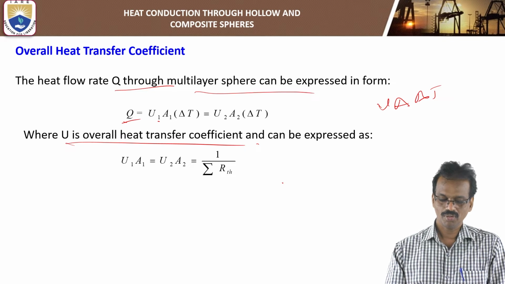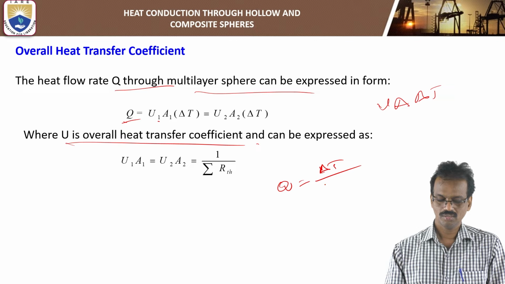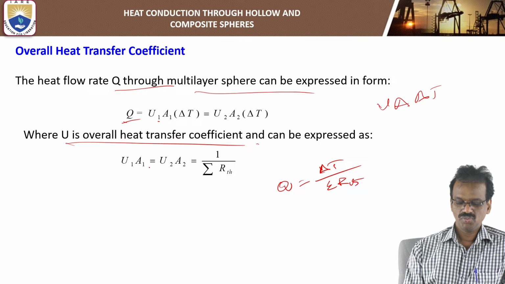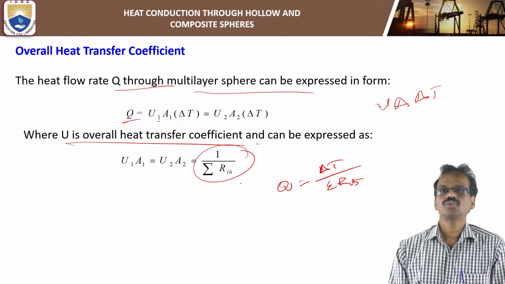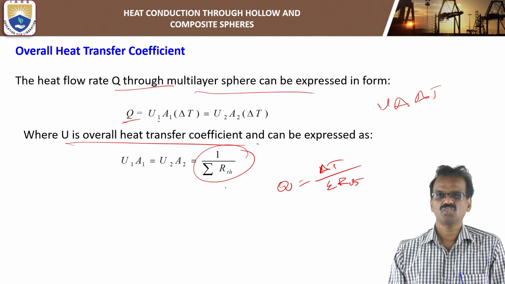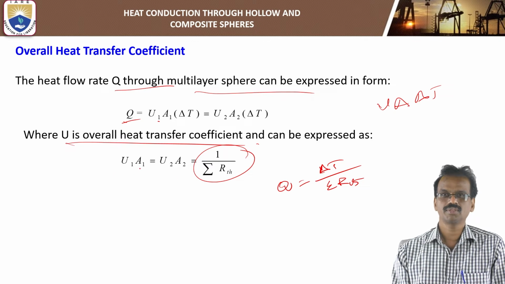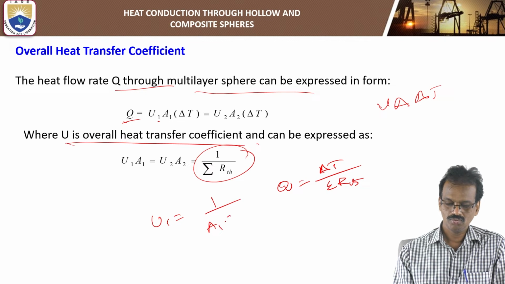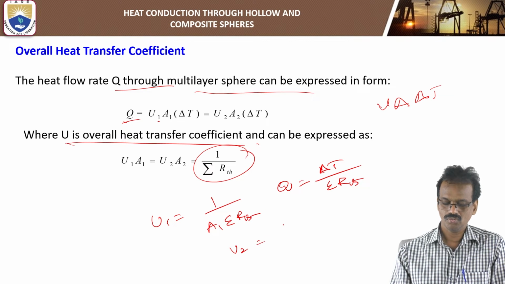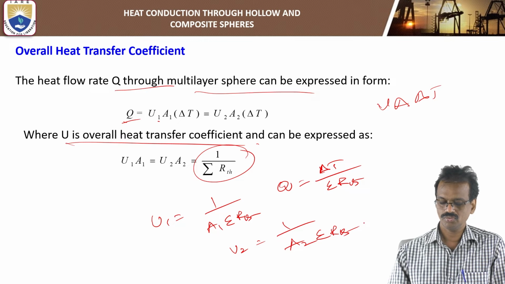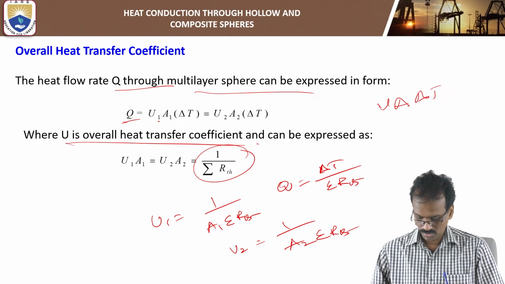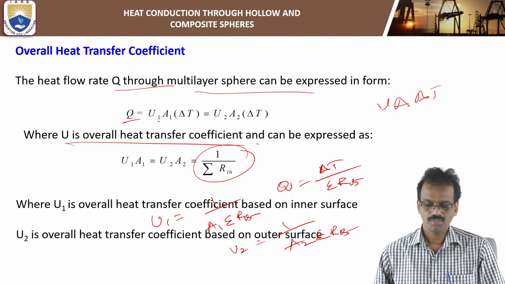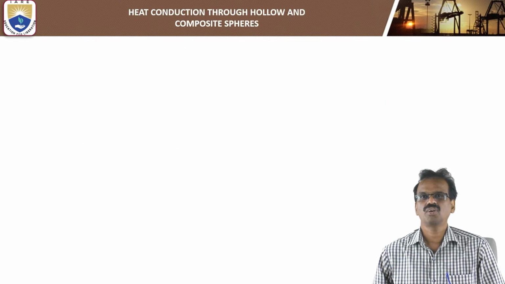You know the formula Q is equal to delta T by the total thermal resistivity, sigma RTH. So U1 A1 is equal to U2 A2 is equal to 1 by sigma RTH. The reciprocal of the total thermal resistivity is called U1 A1. Then you can find U1 is equal to 1 by A1 into sigma RTH, or U2 is equal to 1 by A2 into sigma RTH. In this way you can find the overall heat transfer coefficient. U1 is with respect to the inner surface, U2 with respect to the outer surface.